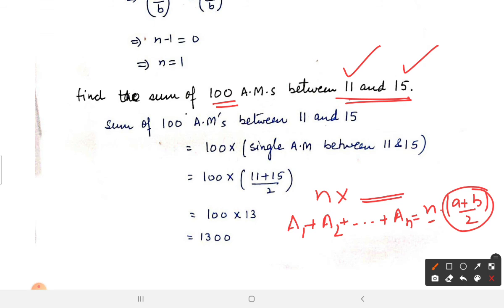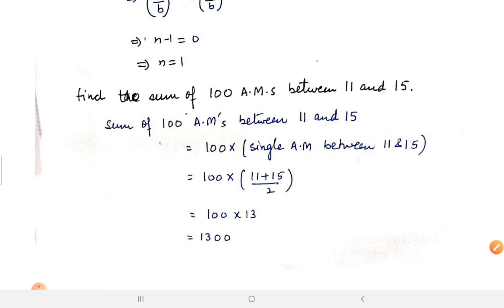So we have a1, a2 up to a100 on the left hand side, and on the right hand side we have n as 100 into arithmetic mean of two numbers which are 11 and 15. So we have (11 plus 15) by 2, that is 13. So it is 1300. So that is all about today's lecture.